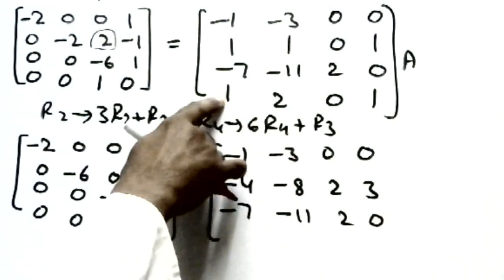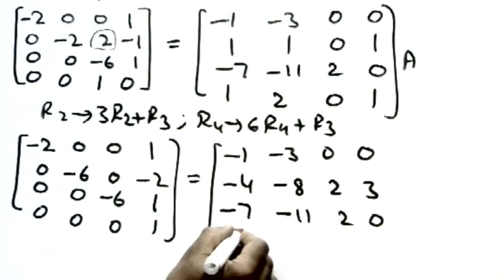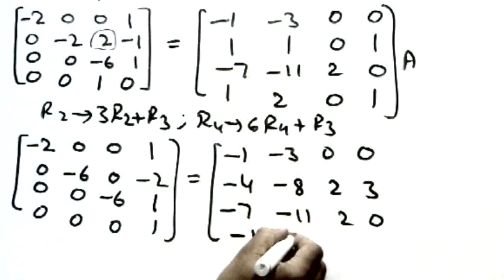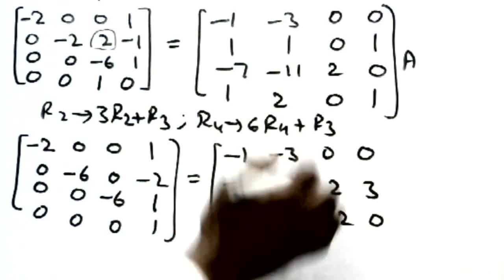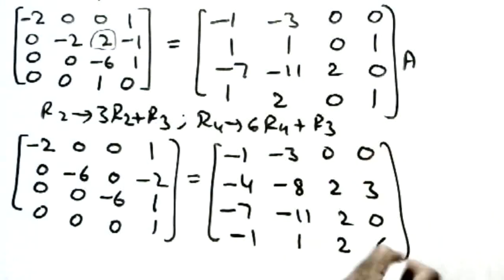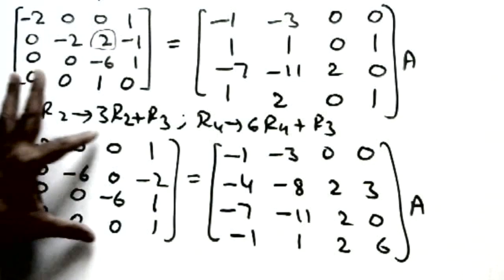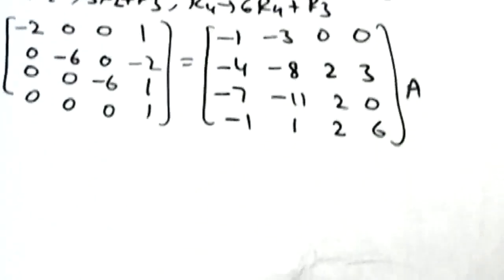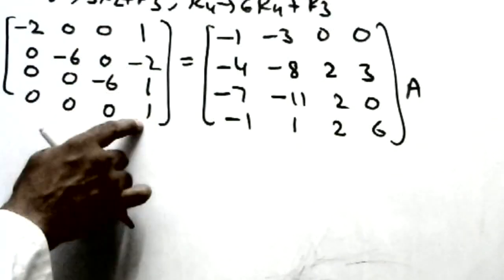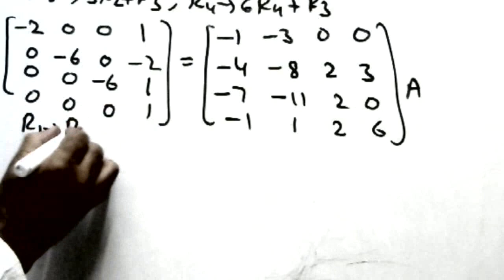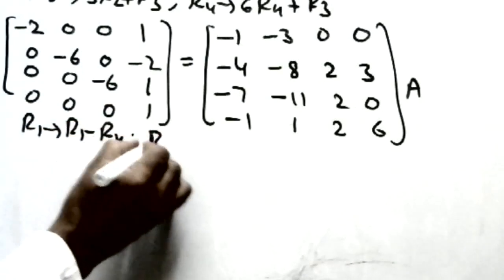Now lastly R4 is 6 R4 plus R3. 6 ones are 6. 6 minus 7 will be minus 1. 6 twos are 12. 12 minus 11 will be 1. 6 zeros are 0. 0 plus 2 will be 2. 6 ones are 6 into E. Now we got already these 3 zeros. Now the last step is we have to make column 4 zeros. To make these 3 zeros, we use R4. So R1 implies R1 minus R4.